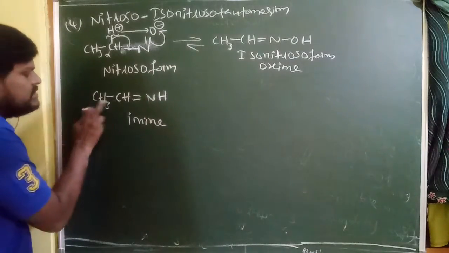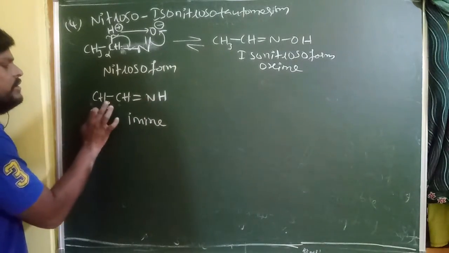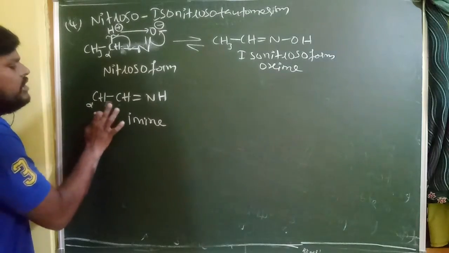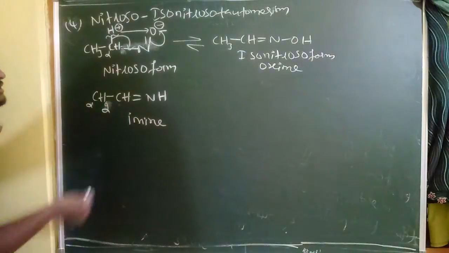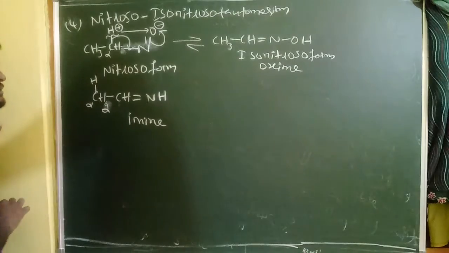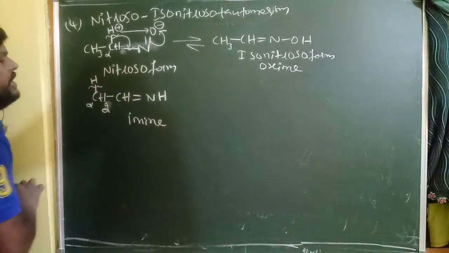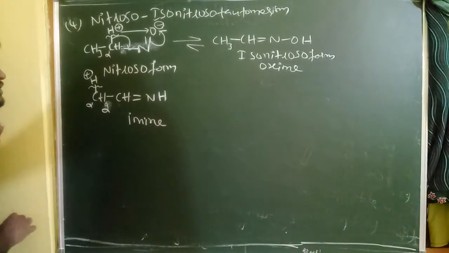Here this is the alpha carbon. This one is not an alpha carbon. This is the alpha carbon. So how many alpha hydrogens do we have here? We have 3 alpha hydrogens. I want to use 1 alpha hydrogen like this. So here the bond breaks, and that's why this hydrogen gets a positive charge.